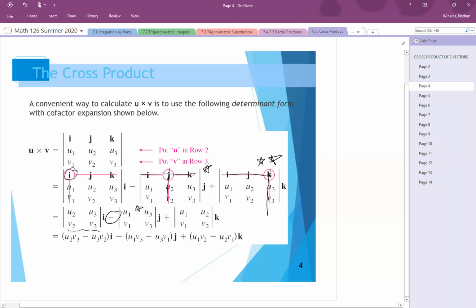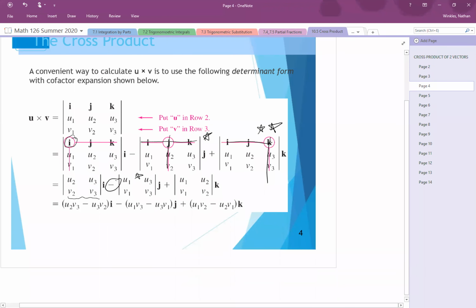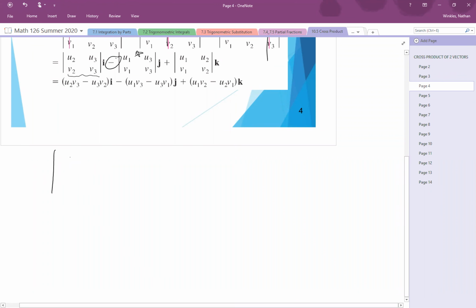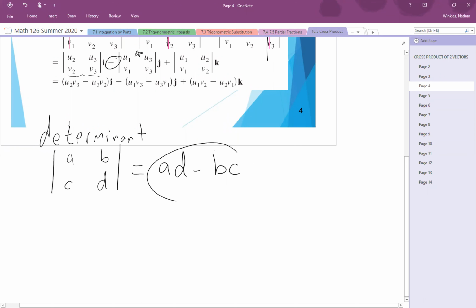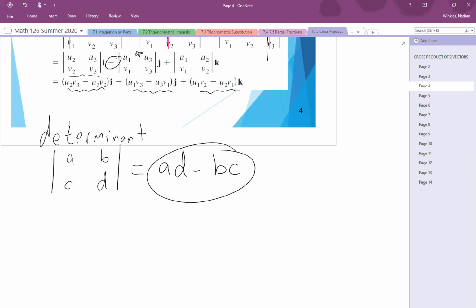Now, to find the determinant of a 2x2 matrix, let's think about our generic matrix a, b, c, d. The lines on the outside mean it's a determinant, and we need to find its value, is really what that means. So the determinant of this matrix is ad minus bc. That is how we're finding the parentheses right here in front of our i, j, and k. Since we're using cofactor expansion off of the first row, the j term always has a negative out front of the determinant.